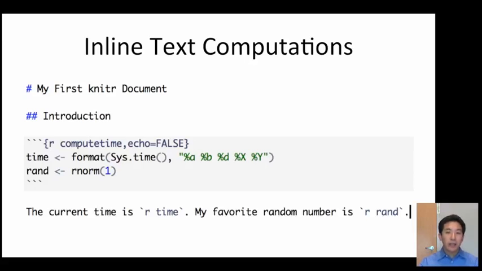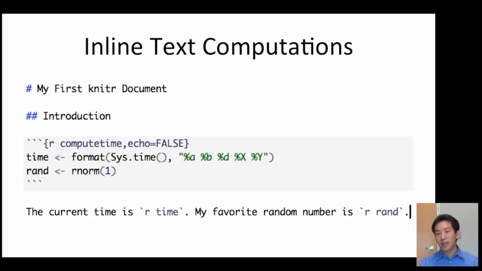One of the nice things about a knitr document is that you can write sentences and text, and if you need to fill in a number or a statistic or some sort of computation in the middle of a sentence, you can just add that directly into a sentence. So for example, here I have a code chunk which computes the time using the Sys.time function, and then I also generate a random number. Okay, and so now I can write a sentence.